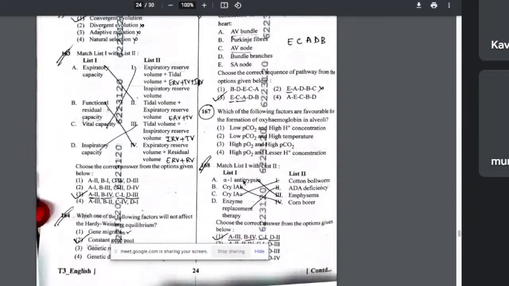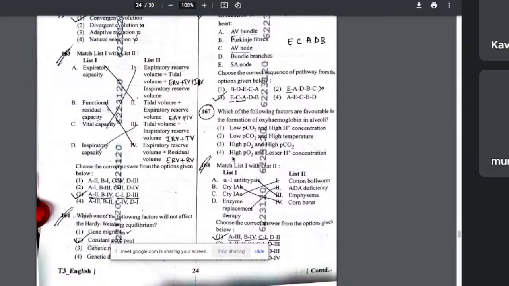So coming to the 167th question, which of the factors are favorable for the formation of oxyhemoglobin in alveoli? For oxygen to bind with hemoglobin molecule, a higher oxygen content is required, which means a high PO2 is expected. So out of these options, only these two options, 3 and 4, have that particular thing. And the third option is also talking about higher concentration of CO2. So if higher concentration of CO2 is there, then it will be affecting it. So which means the option 3 can be eliminated.